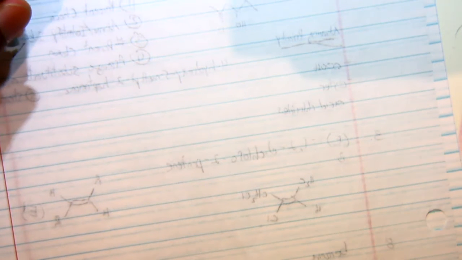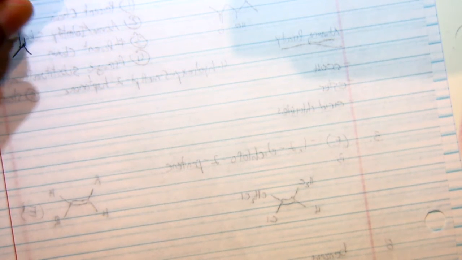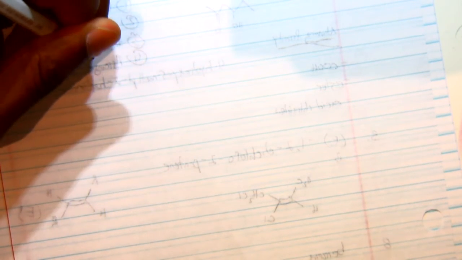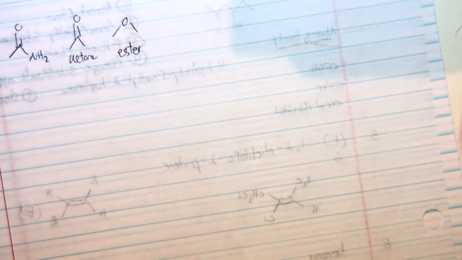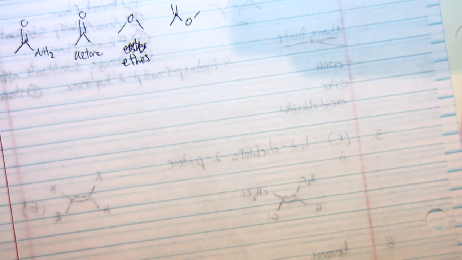An amide would be NH2, ketone, ester, and what else are we looking for? Oh, that's an ether. I'm dumb. Ether and ester. So we're looking for something that has all of those, and basically which one has every single one of these.